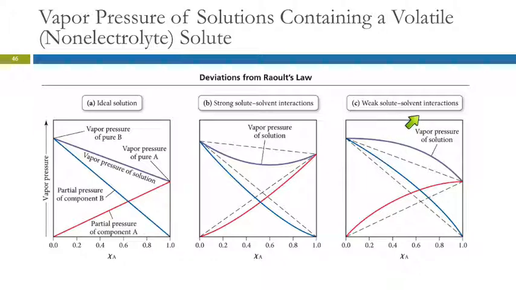If the solute and the solvent have weak interactions, they don't like each other that much, then they're motivated to leave faster than they would be otherwise. And so then the vapor pressures are higher. Any questions?